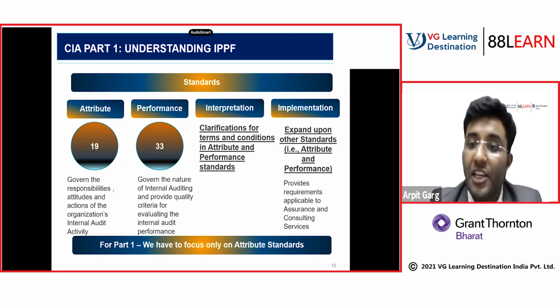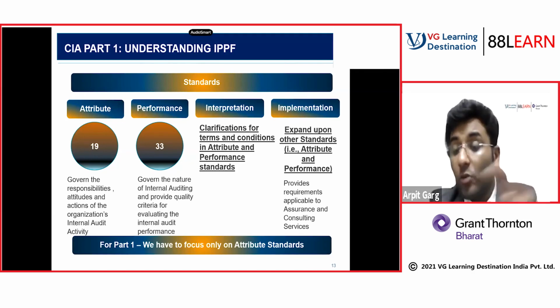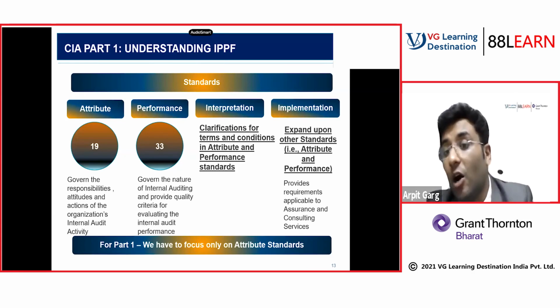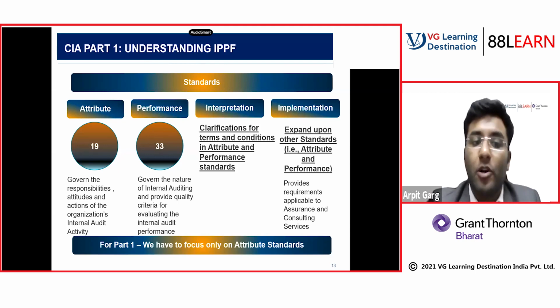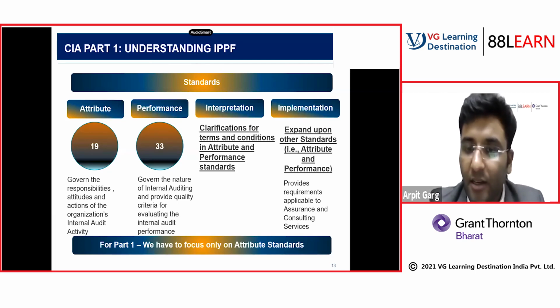Interpretation standards are clarifications for terms and conditions in the attribute and performance standards. Attribute standards will tell that this needs to be done. Performance standards will tell how the internal audit activity will be carried out, plus how we have to evaluate its performance. Interpretation standards will clarify the terms and conditions mentioned in the attribute and performance standards. Suppose an attribute standard says that ABC needs to be done. The interpretation standard will say what ABC is and what is to be done. So it further elaborates what is written in the attribute and performance standards.